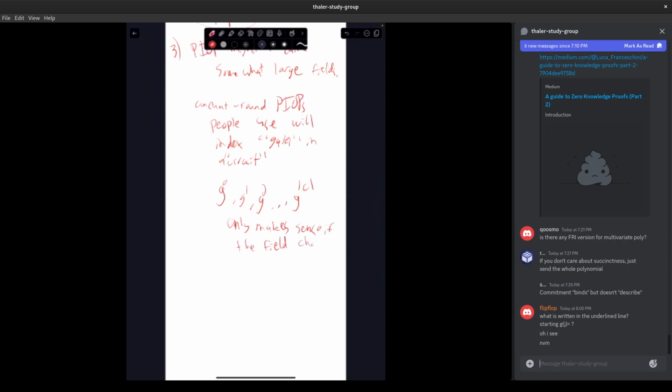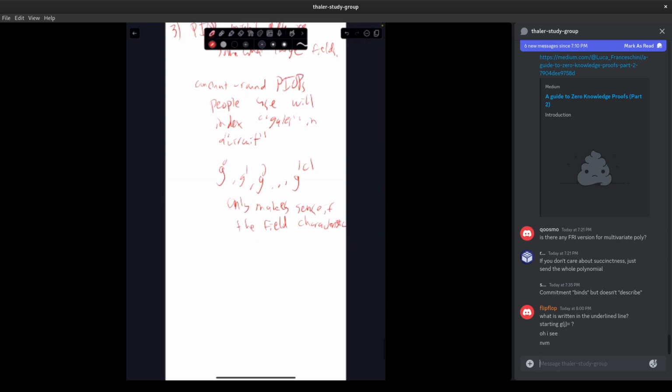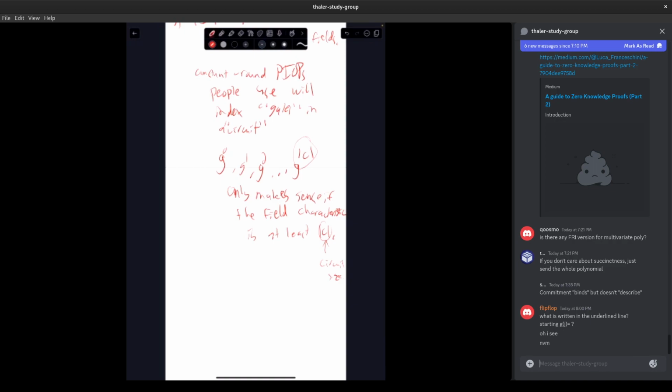So if the field characteristic, but if you don't know what a field characteristic is, don't worry about it. That is not really important today. Is at least circuit size. By this I mean how many gates are in your circuit or whatever. And the reason I flagged this is because Binius and related works that are coming out right now are moving towards fields of characteristic 2.